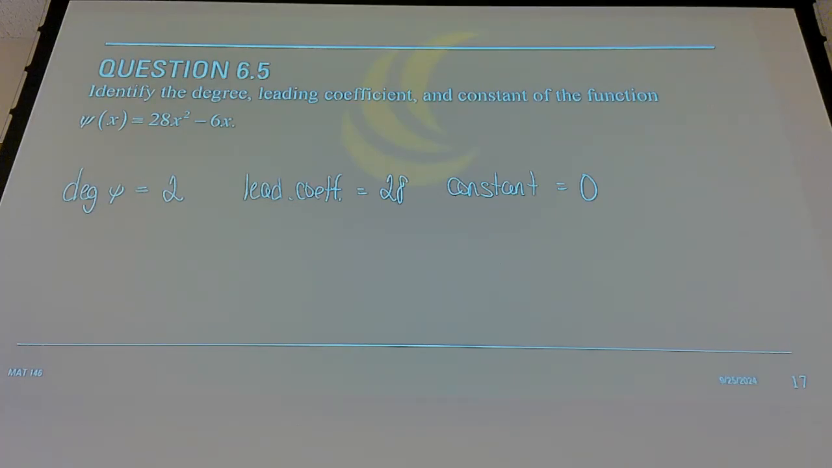Which is why in the definition of a polynomial, it was restricted that your a sub n could not be 0. Otherwise, I could theoretically write this as like 0x to the 10th plus 0x to the 9th plus 0x to the 8th, and so on. And go, oh, look, I have a 10th degree polynomial. But why stop there? I could make this a 1,000,000th degree polynomial by making all of the coefficients 0.